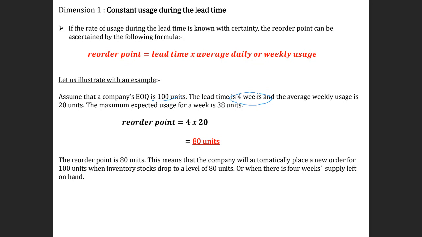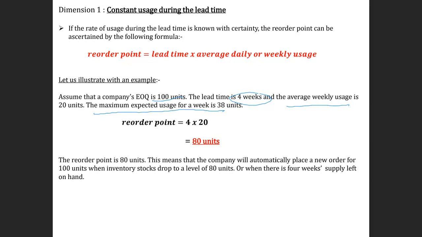And then they say to you the average weekly usage is 20 units. And then the maximum expected usage for a week is 38 units. So the maximum expected usage is just there to basically say to you that we know that we generally only use 20 units on average a week. But just as a backup, the business also sometimes goes up to 38 units a week.